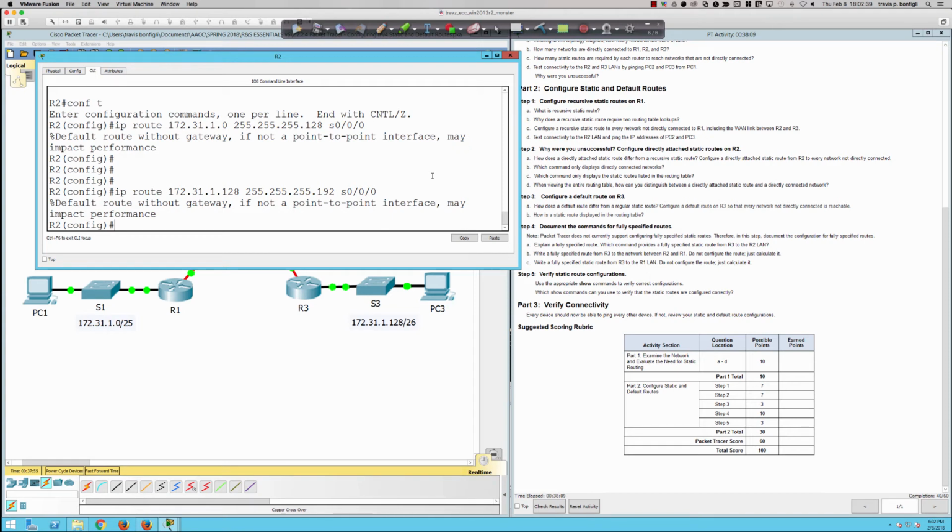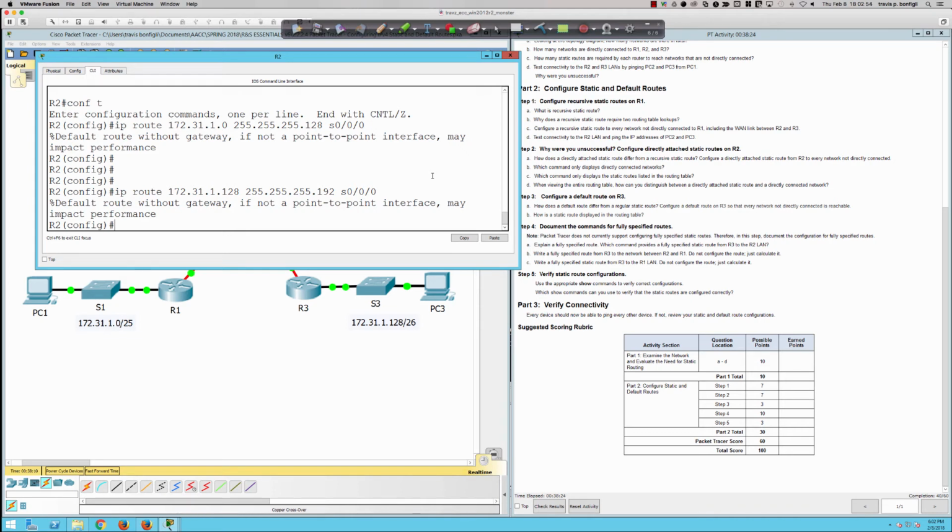And let's see here. So that's how the directly attached static route differs from the recursive. It's a single lookup, it uses the interface instead of the next hop IP.